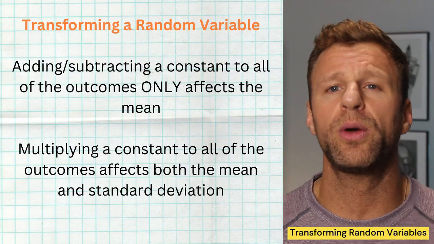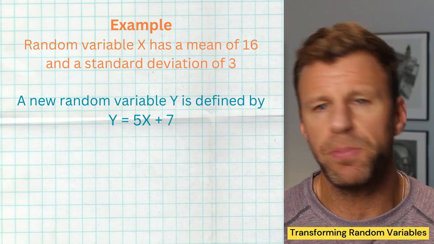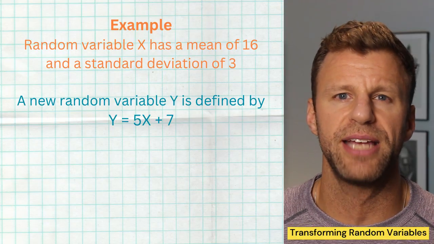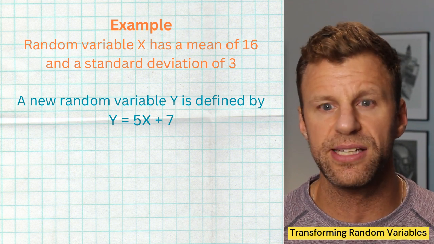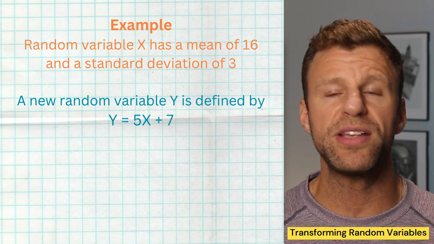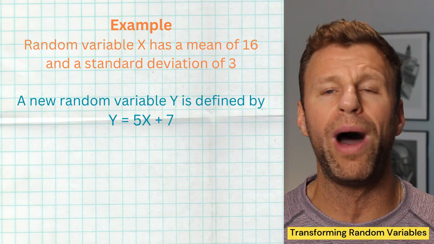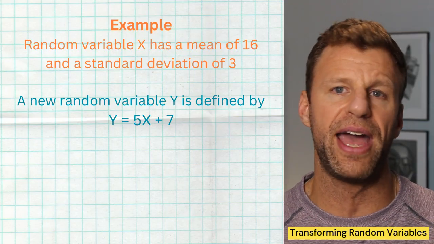So here's a really quick example that you're obviously going to typically see on a unit test or an AP exam dealing with this concept. We have a random variable x. They tell you the mean is 16, the standard deviation is 3. And then they say, okay, we have a new random variable y that's defined as 5x plus 7.